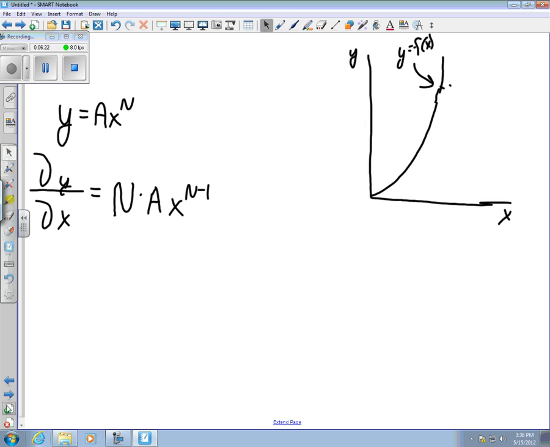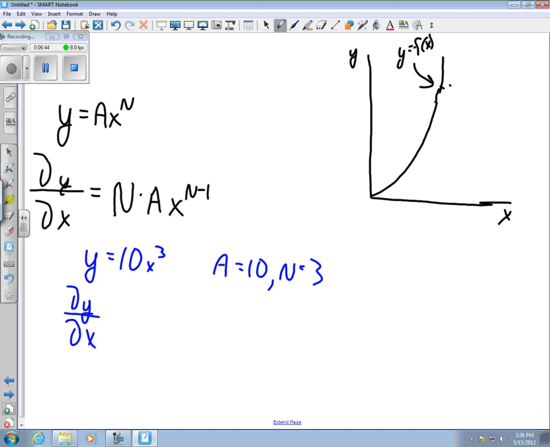A couple of quick examples here. Let's suppose the actual nature of it is that y equals 10x cubed. Well, in this case, a is equal to 10, n is equal to 3. So dy dx is equal to, you take the 3 down, the 10 stays where it is, the x stays where it is, 3 minus 1, so we get 30x squared.